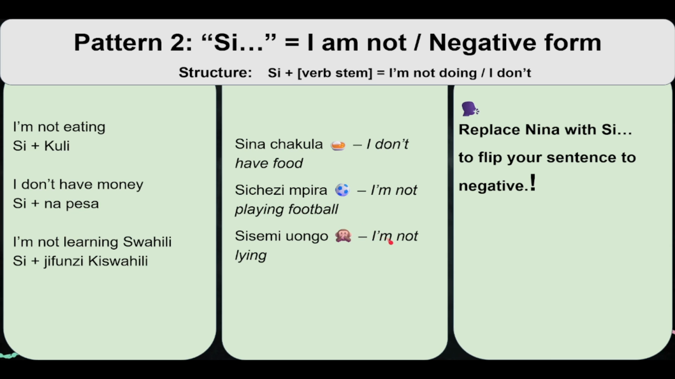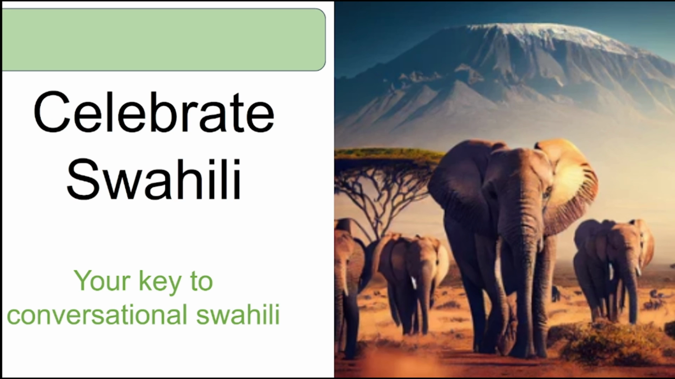Sisemi uongo. I am not lying. Sisemi uongo. I'm not lying. So that's an easy pattern right there because it's just a si. And so belongs to you.